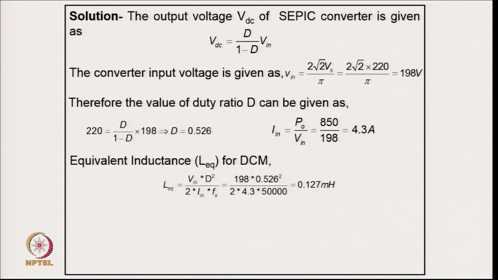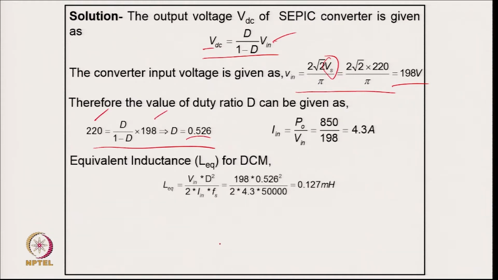Now, coming to the numerical part of the design, this is the relation. Again, this SEPIC converter is also a buck boost converter. So, that is the average output voltage of the diode rectifier, and this is the output voltage of the converter across the output capacitor. Putting in the values, the average input voltage from the diode rectifier in terms of RMS voltage comes to 198 volt, and putting the value corresponding to the output voltage of 220 volt with this average voltage, the duty cycle comes to 0.526.